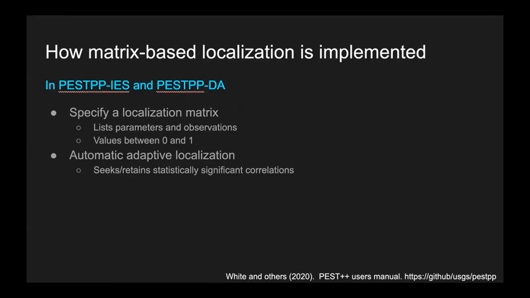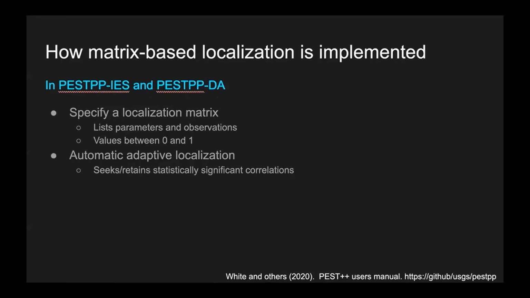Mechanically, this is done by building up a matrix, and this matrix lists parameters and observations and has values between 0 and 1. A value of 1 says, I want to continue with the ensemble-based correlation coefficient, and a value of 0 effectively removes that correlation coefficient.